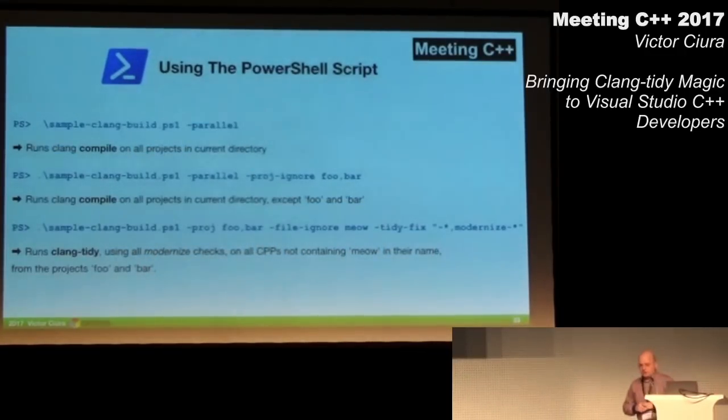An example usage of the Bootstrapper script would be, for example, -parallel runs compile on all your projects in the current directory, just scans for your project files. For example, -parallel project ignores a list of projects from the current directory, or clang-tidy fix workflow that runs all the modernized modules on projects foo and bar, ignoring files that match a given pattern.